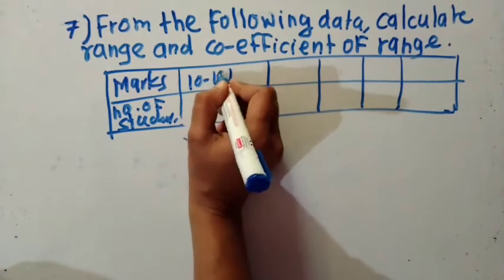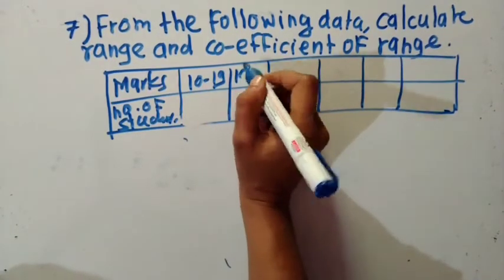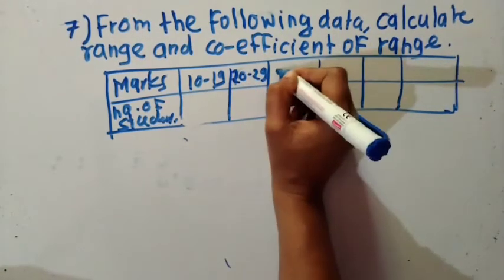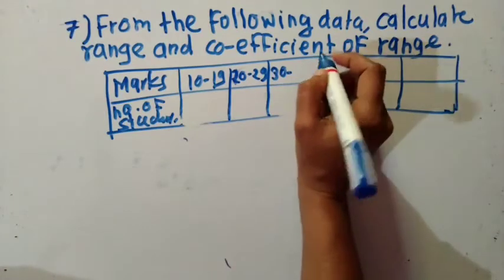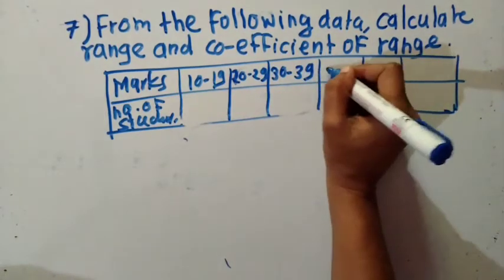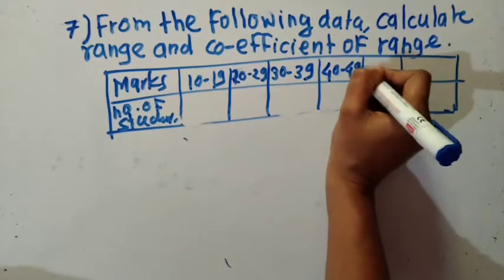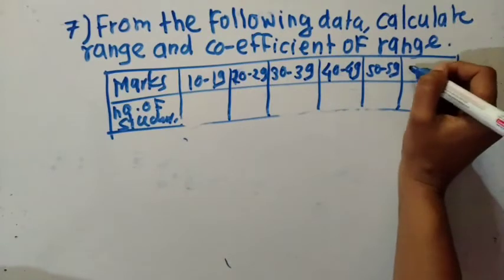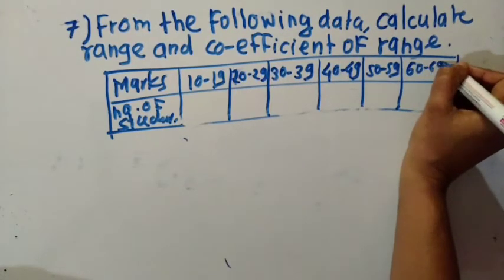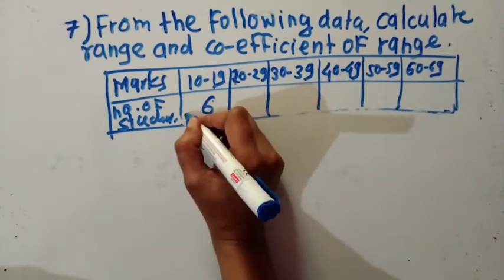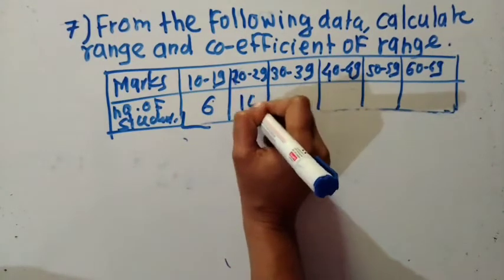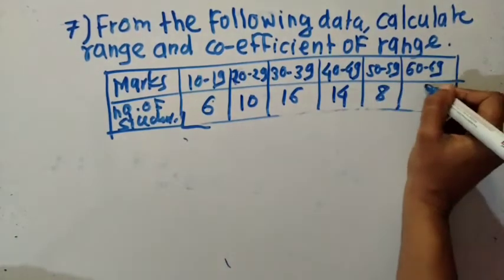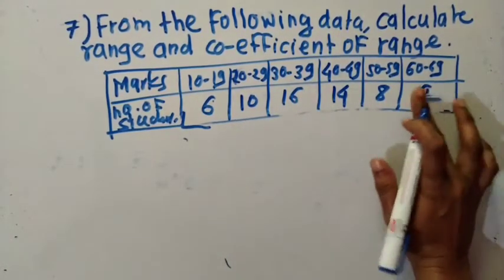So 10 to 19, 20 to 29, 30 to 39, 40 to 49, 50 to 59, 60 to 69, and 6, 10, 16, 14, 8, 8 and 4.